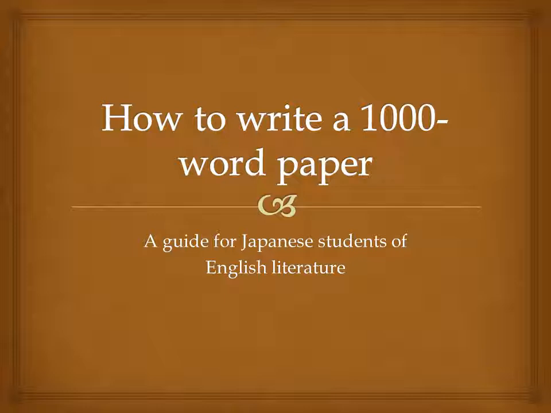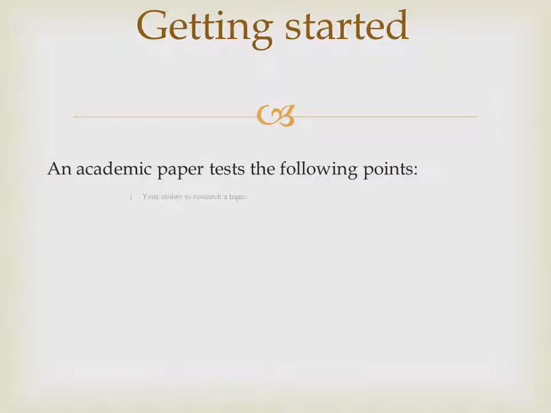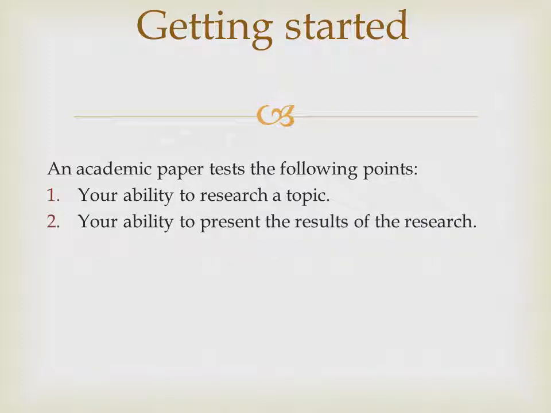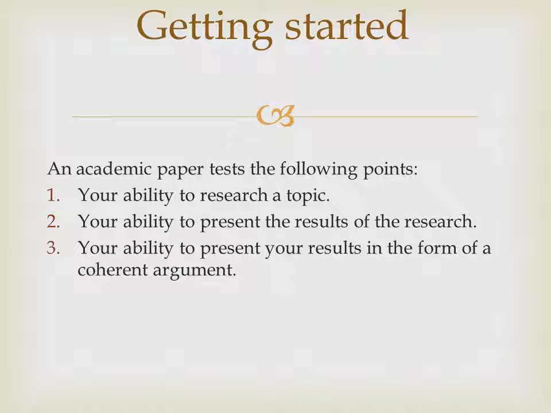As I say, an academic paper is a very controlled, very specific kind of structure, and we want to try and get it right. I'll be looking for three basic things. First, that you can research the topic. Second, that you can present the results of that research. Third, that you can present those results in a structured, coherent argument. An academic paper basically is an argument based on research.